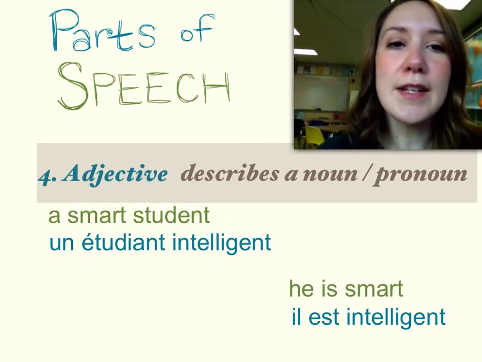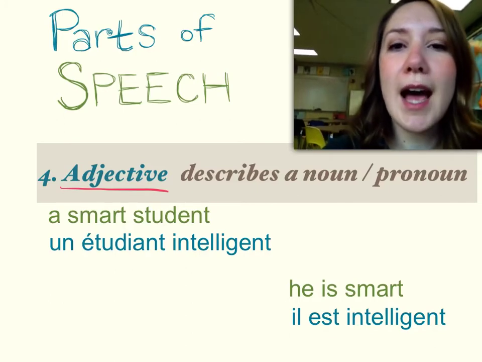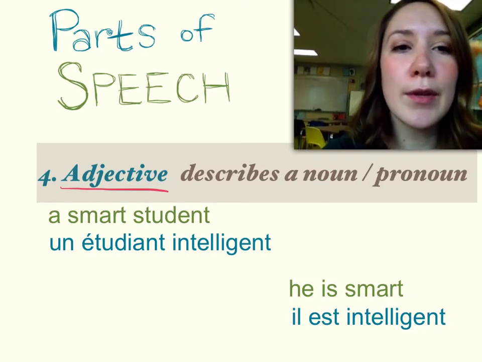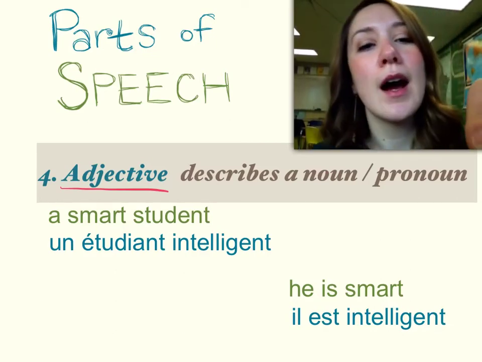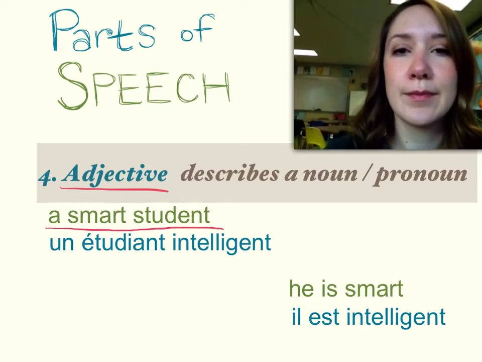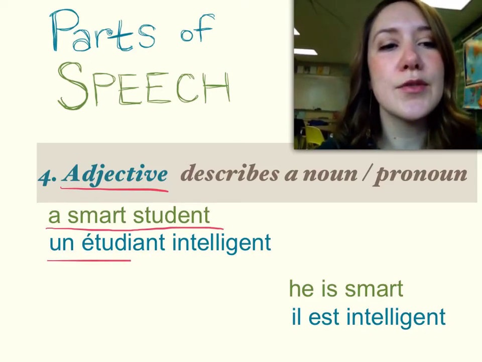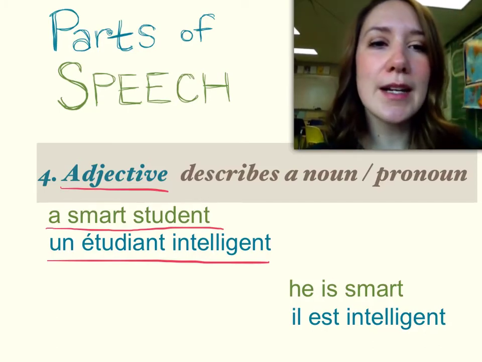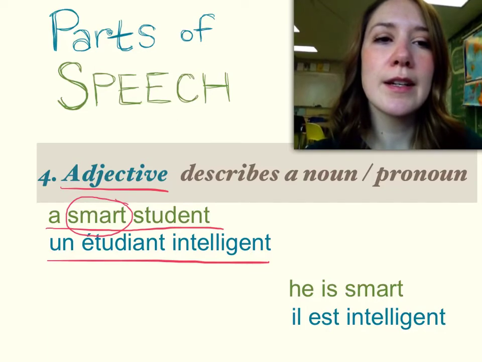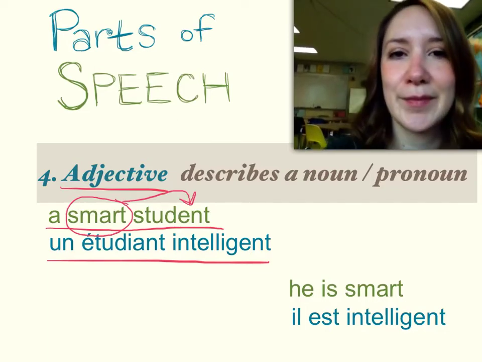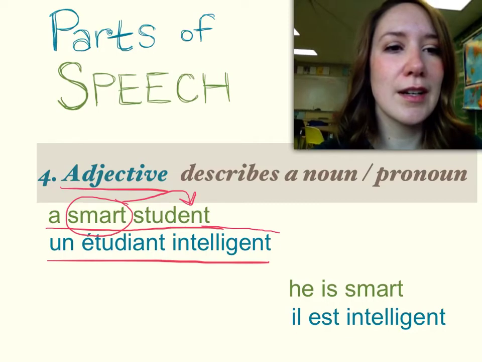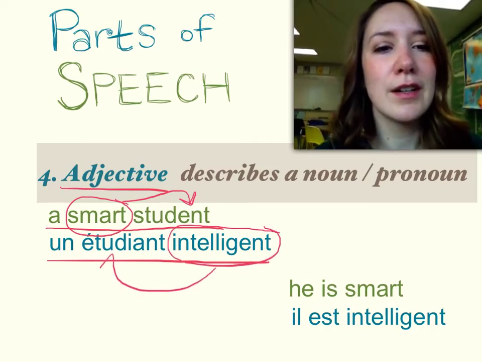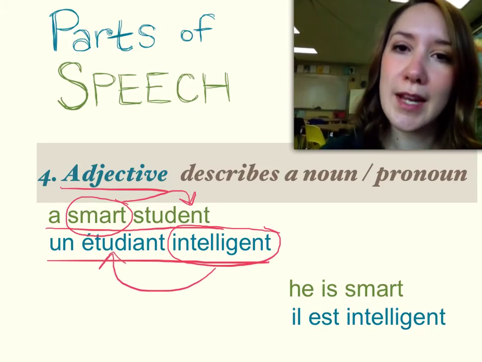Our fourth part of speech is the adjective. An adjective describes a noun or a pronoun. So here's an example of an adjective that describes a noun. A smart student. In French, we could say un étudiant intelligent. That means the same thing. So when we say a smart student, the word smart is describing student. And in the French version, the word intelligent is our adjective, also describing the word student, étudiant.